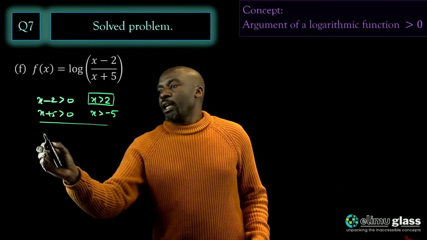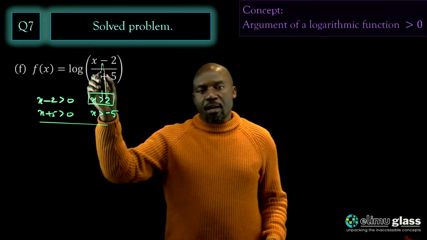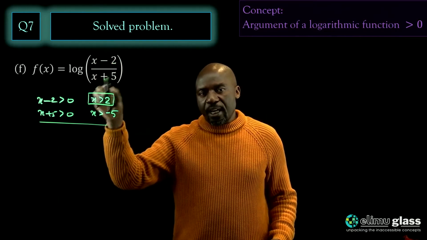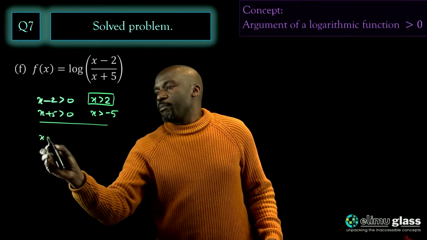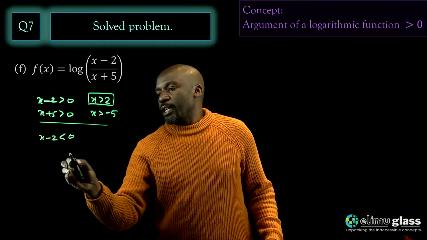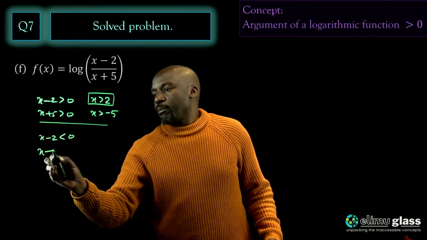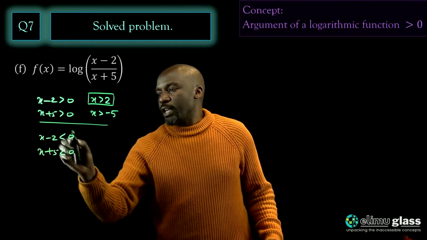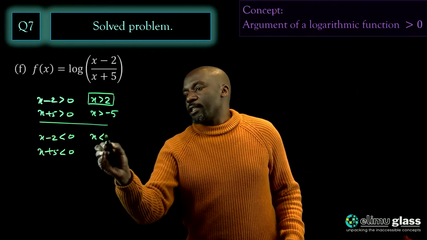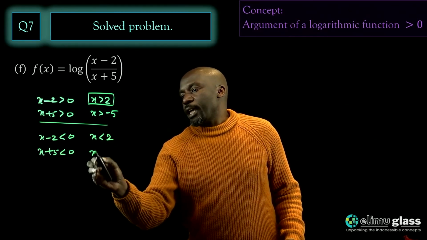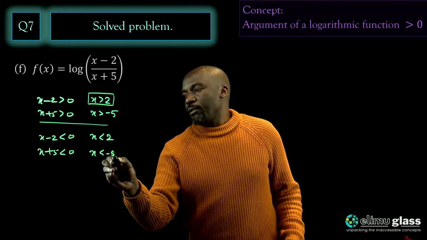Okay, similarly, if the two numbers are both negative, a negative divided by negative is positive. We want the argument to be positive. So x minus 2 must be less than 0, and x plus 5 must be less than 0. That means both are negative. In this case, this is x is less than 2, and here x is less than negative 5.